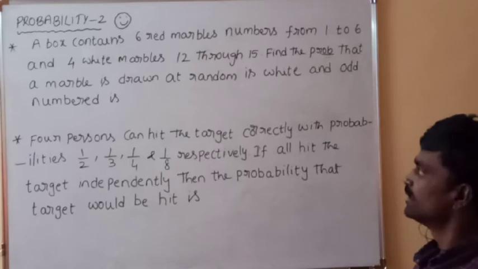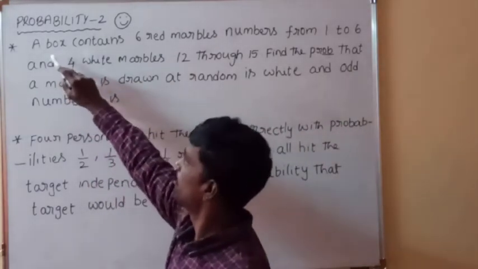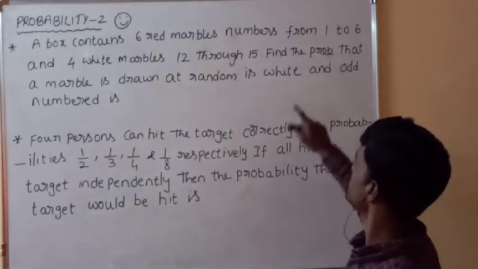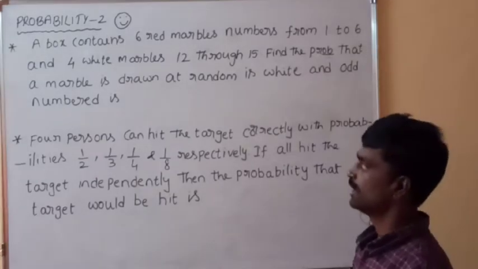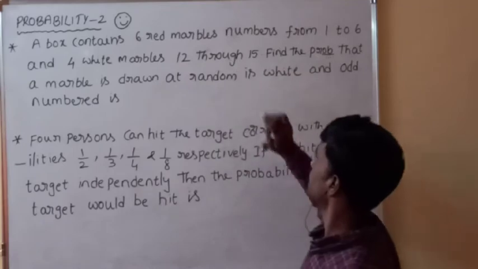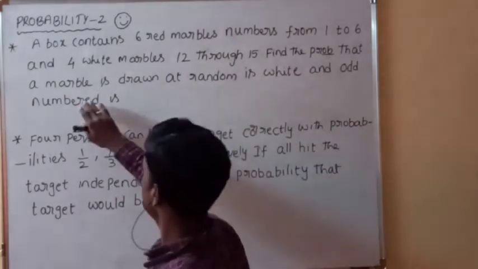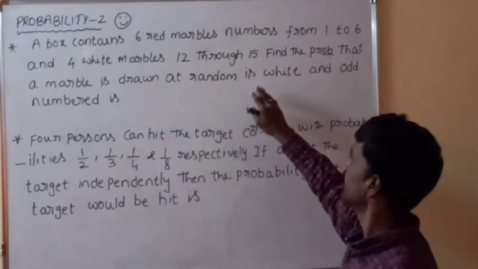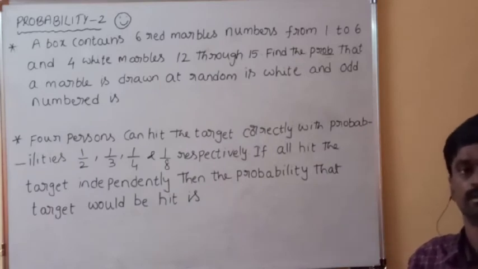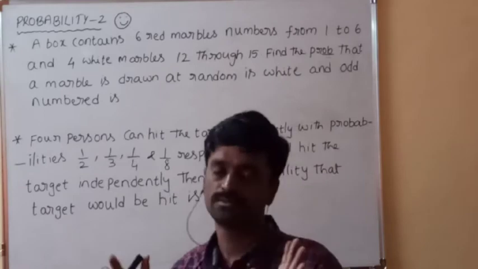See, first question: a box contains 6 red marbles, numbers from 1 to 6, and 4 white marbles, numbered 12 through 15. Find the probability that a marble drawn at random is white and odd numbered. Just by reading the question you can write the answer also.